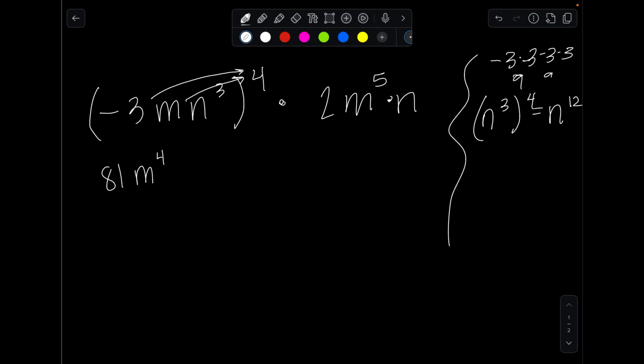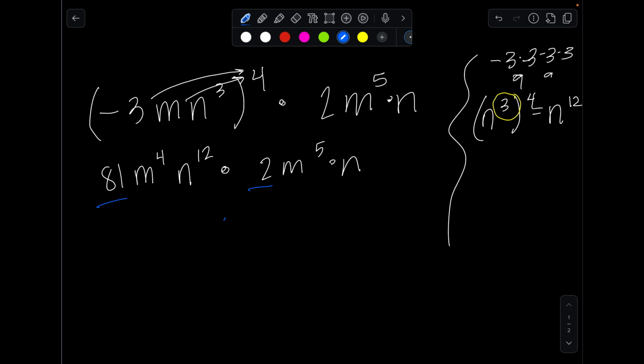Make sure you make notes of this: if you've got two exponents like this next to each other, n to the 3rd power to the 4th power, it means you're multiplying the powers. You need to understand that. So, n to the 12th power times 2 m to the 5th times n. Just drop it low. Now underline your like terms.